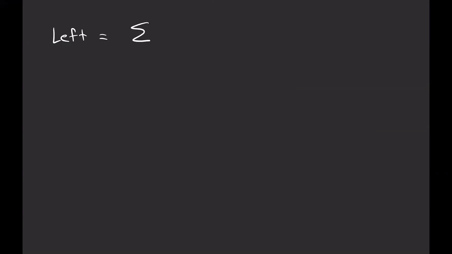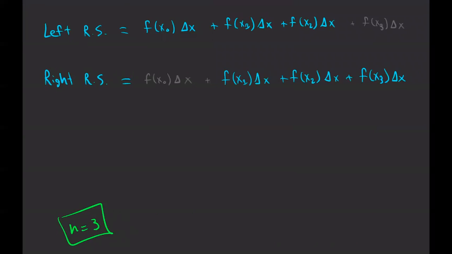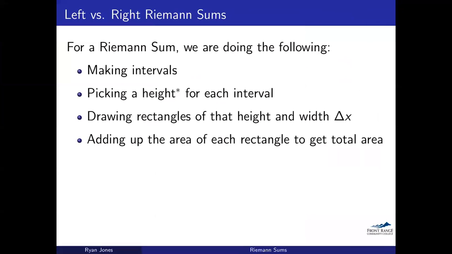So left is the sum from i equals 0 to n minus 1 of f of x_i delta x, and then a right is going to be the sum from i equals 1 up to n of f of x_i delta x. So there we go. Now I just want to talk about the steps for doing this, and then I want to work out one example.